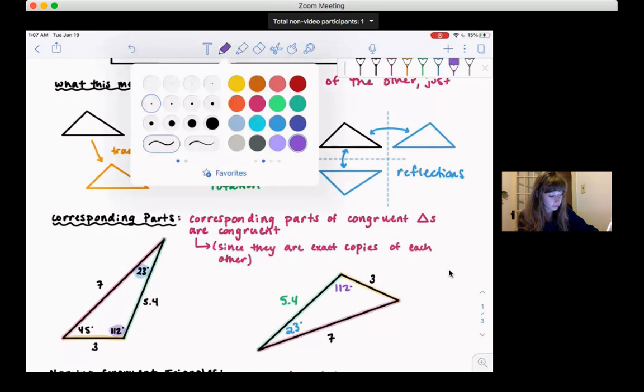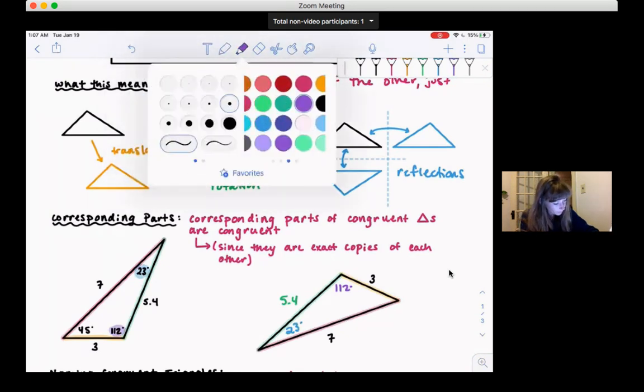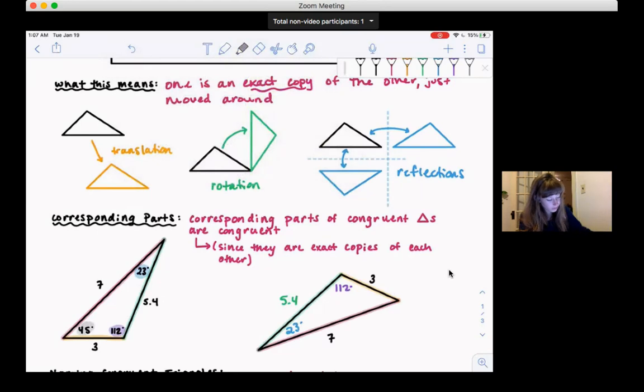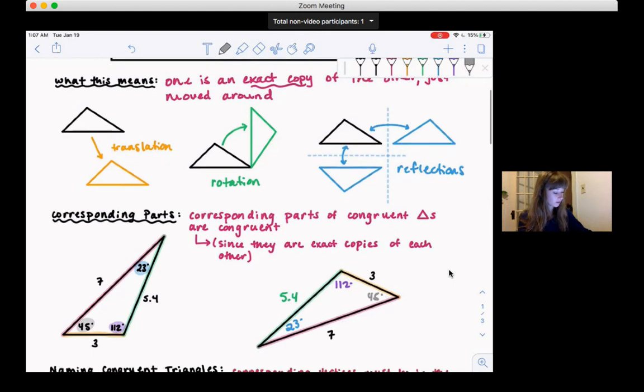And then finally, we have the 45-degree angle. That's our remaining angle, so it has to correspond to this one, and they're congruent, so they're the same measure. So this one has to be 45 as well. So we find that each triangle is an exact copy of the other. Okay, so that's a big deal, being able to fill in corresponding parts if we know the triangles are congruent, or being able to match up parts that would have to be corresponding.